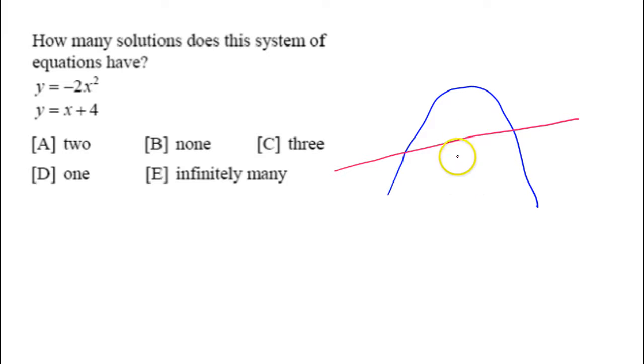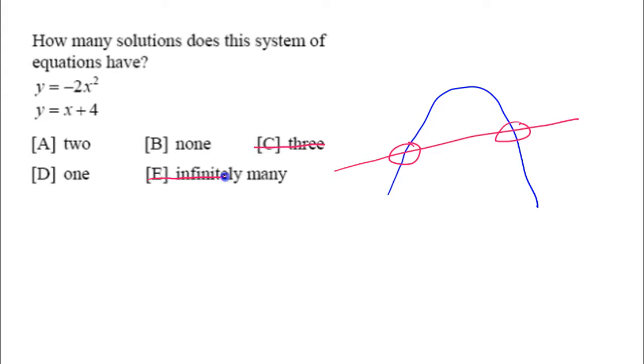Now, I don't know exactly how these are in relationship to each other, but I know I have a parabola and a line. So it's possible that I will have two solutions. All right, that's one possibility. So maybe it's two solutions. It is not possible that there could be three. If you have a line and a parabola, there's no way that they're going to touch in three places. So I know 3 is not the answer.